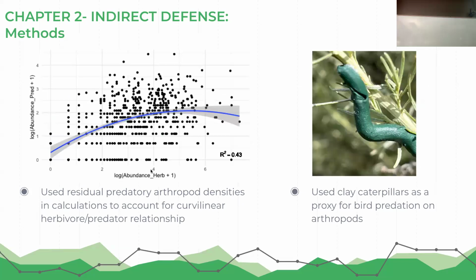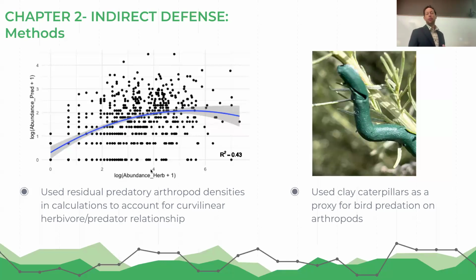A couple other things that I think need to be mentioned is that we use residual predator arthropod densities in our calculation because there was a very strong relationship between predator and herbivore populations. And so the residual just allows us to say how many more predators exist on any given plant than the relationship between predators and herbivores would predict.